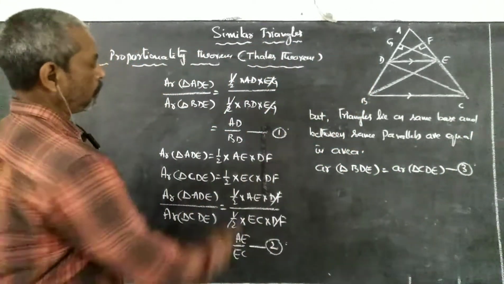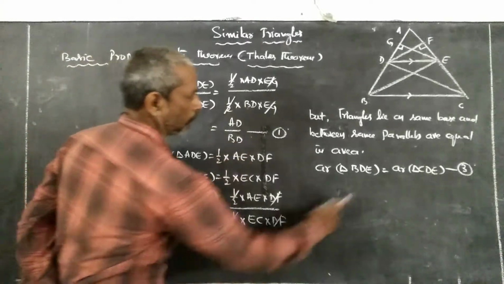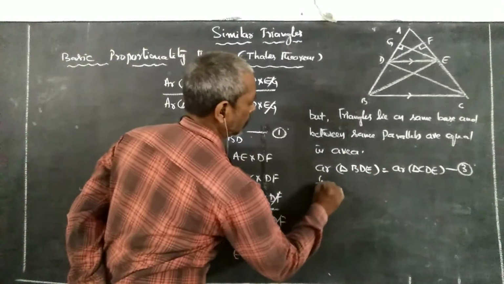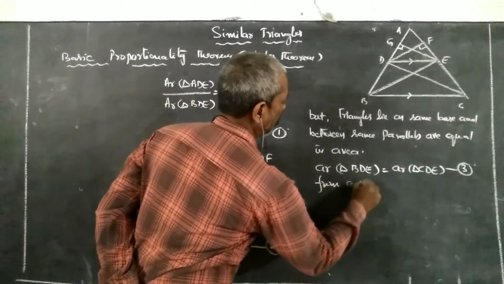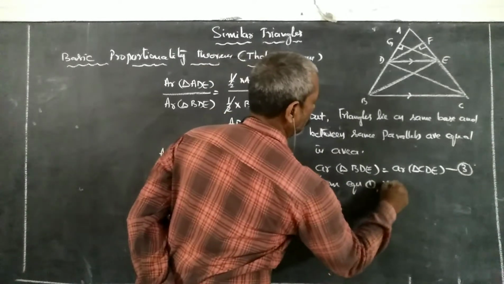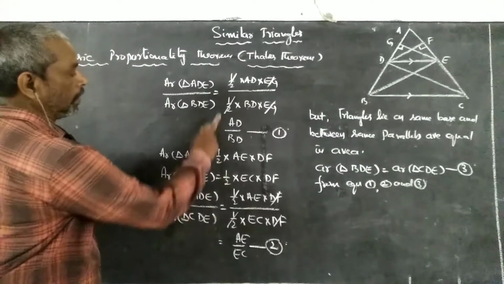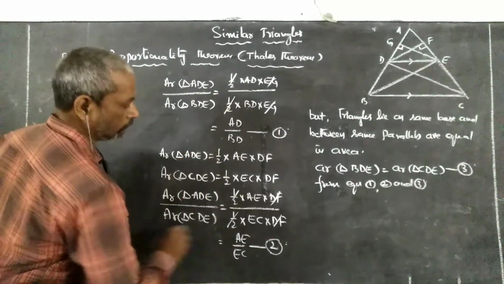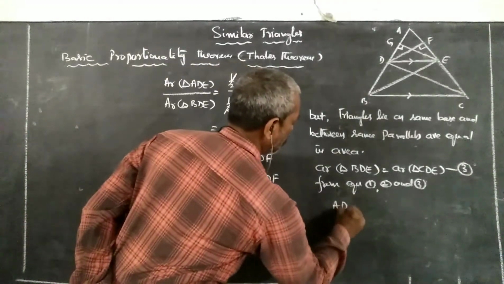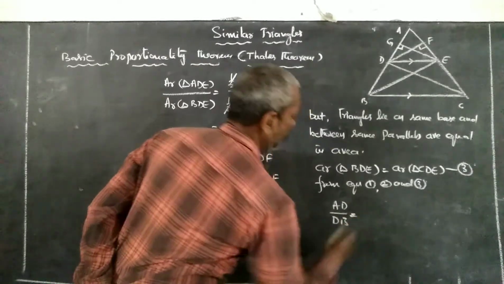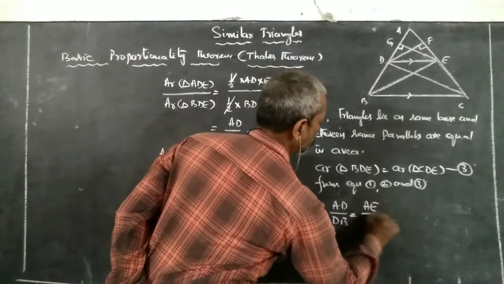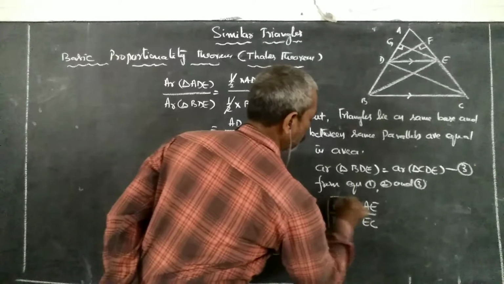Now what do you observe from equation 1, equation 2, equation 3? From equations 1, 2 and 3, we observe AD by BD is equal to AE by EC. Hence proved.